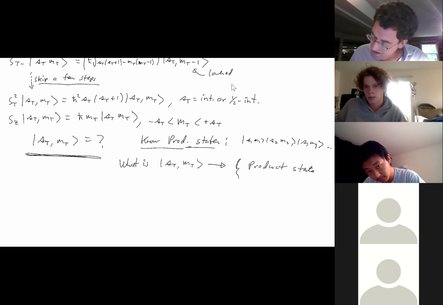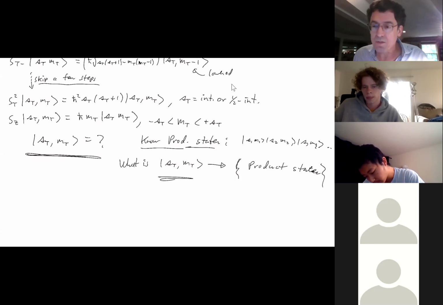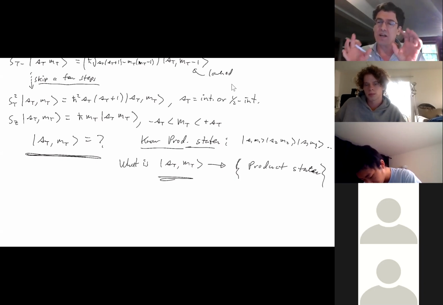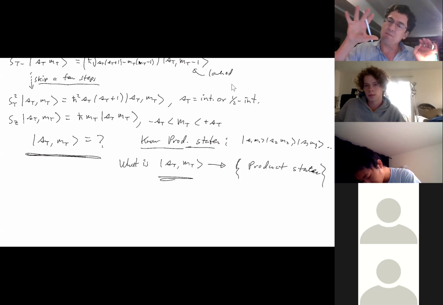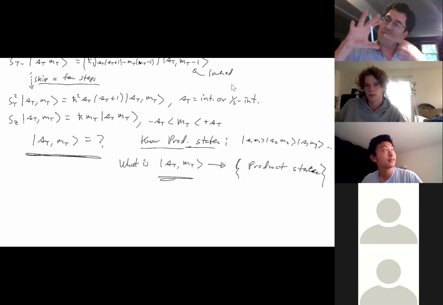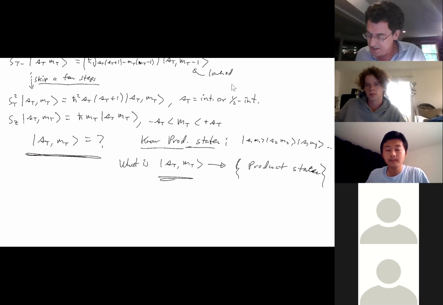And how do I write S total, M total in terms of the product states? Because that is the meaning of change of basis. You have a set of basis states, and you want to create a new set of basis states. So you want to write the new set of basis states in terms of the old basis states. That's what a change of basis is.